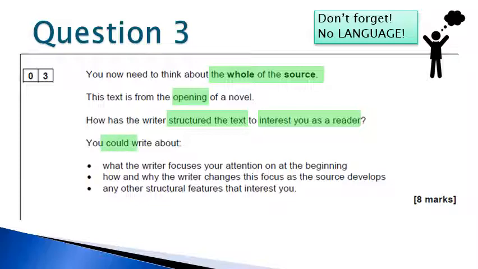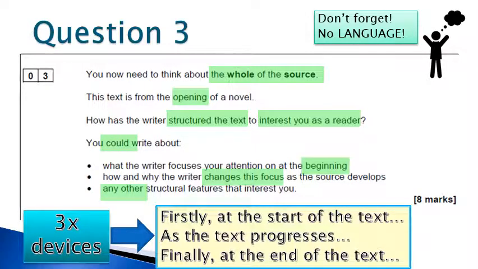So notice here it says you could write about what the focus is on at the beginning. You could write about what changes. And you can write about anything else as long as it's structural. So don't feel like you have to hit every one of those bullet points, but it even encourages you to say, this is how it opens and this is what changes, which is exactly what we would encourage you to do as well. So you want 3 devices, and when you write these up, you're going to say firstly at the start of the text, as the text progresses, finally at the end of the text.